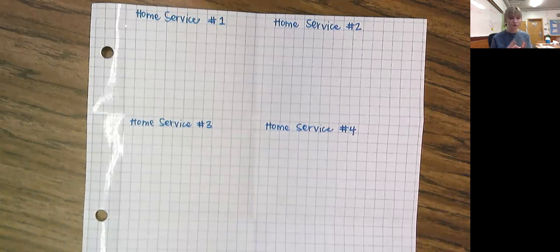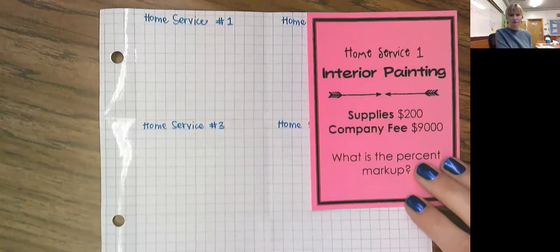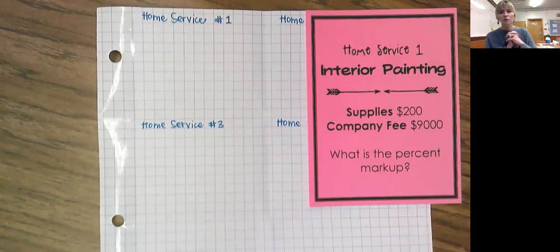Okay, so I'm going to show you 4 of these home service items that people will often pay other people to do for them. And we are going to calculate a comparative percent. That means if you just did it yourself, how much would it cost you versus if you pay someone to do it, how much is it going to cost you? All right, and I have them on cards here, so I'll show you the first card, and they're laminated, so I'll try to get them in the right light. Home service number 1 is interior painting.